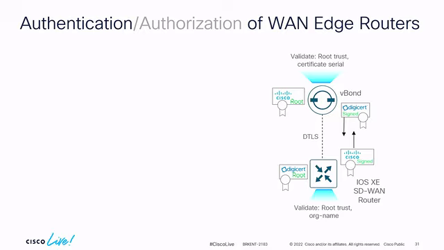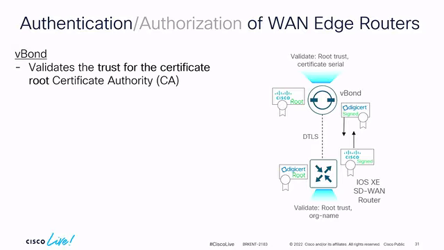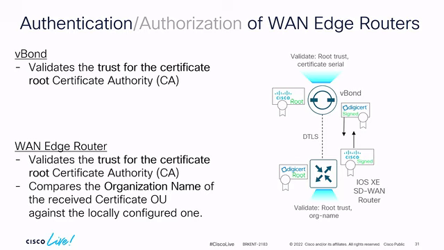Okay. So we talked about reachability, right? The next step is, let's talk a little bit about authentication and authorization. Now, with authentication, the vBond will actually validate the trust for the certificate coming from the WAN Edge router. That's all part of the authentication process. And in turn, the WAN Edge router will do the same to the vBond. It will validate the trust of that certificate.